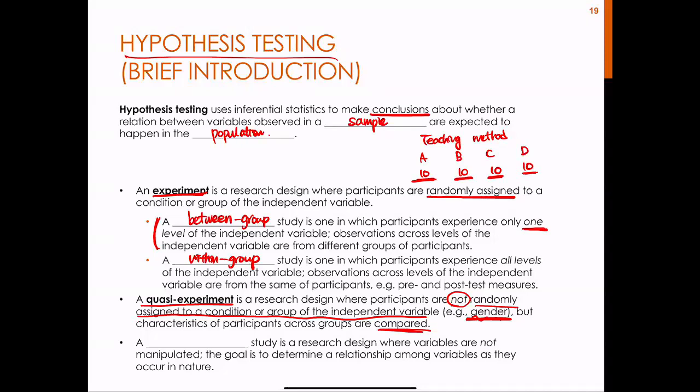On the other hand, if participants experience all levels of the independent variable, observations across levels of the independent variable are from the same participants. Pre and post test measures are a really good example of the within group study. In this case, we have only one teaching method. This is a new teaching method.